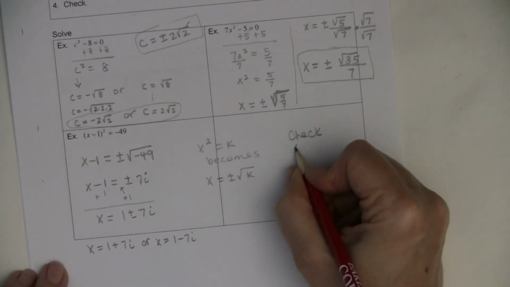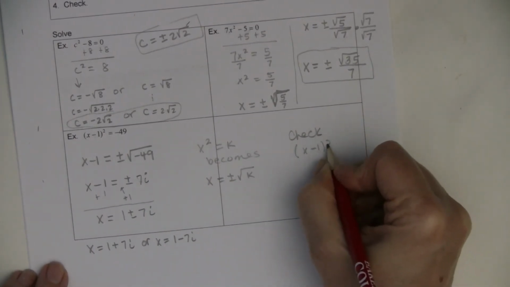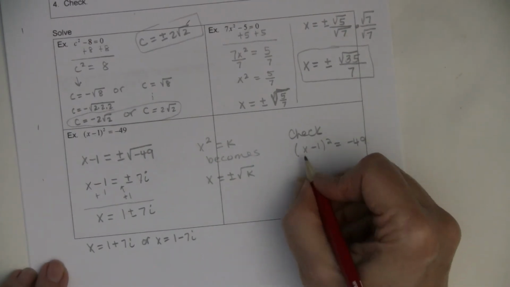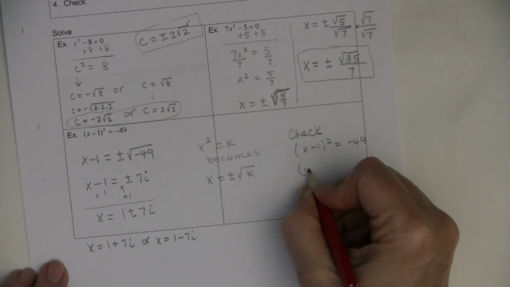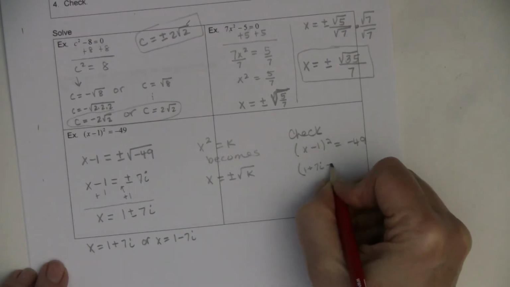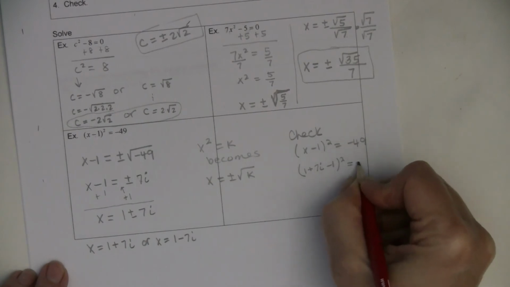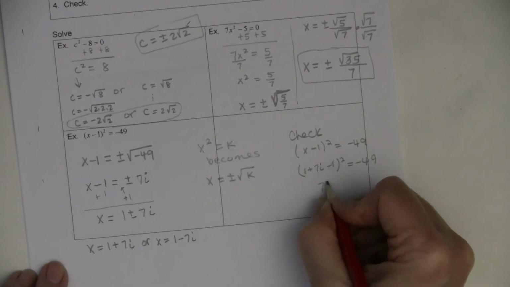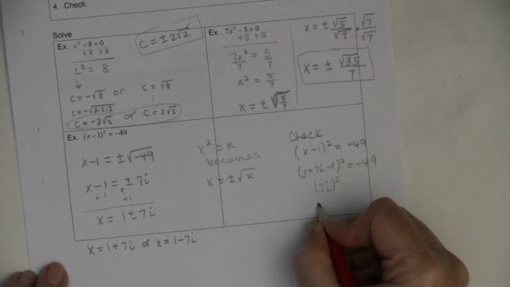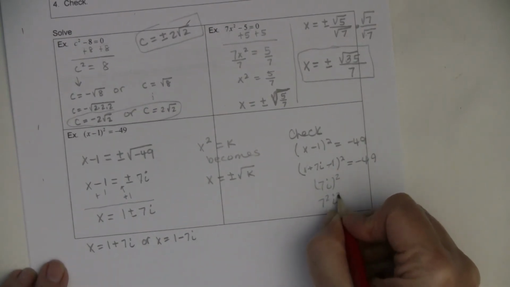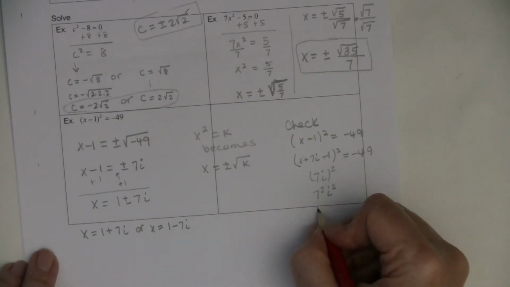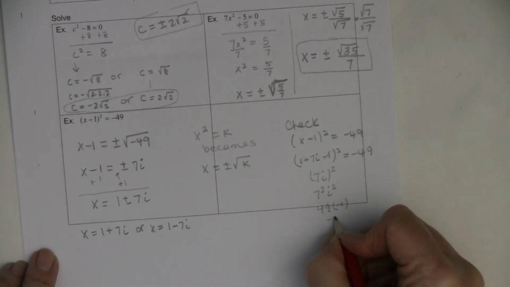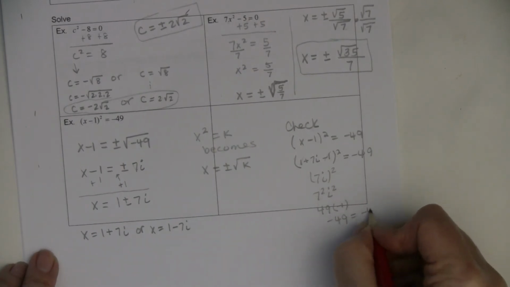We have x minus 1 quantity squared equals negative 49. x is 1 plus 7i, so we'll check the positive one. 1 plus 7i minus 1, squared, equals negative 49. The 1's go away, and I get 7i squared. That's 7 squared and i squared. I know that 7 squared is 49, and i squared is negative 1. So this is negative 49 equals negative 49.